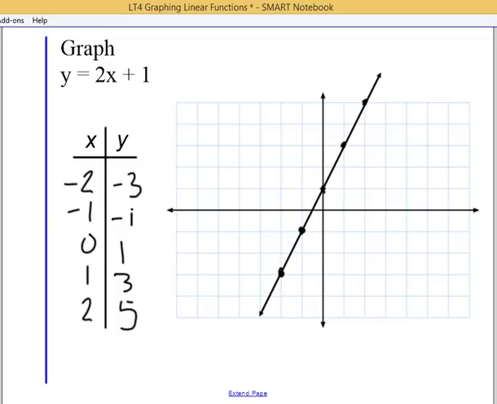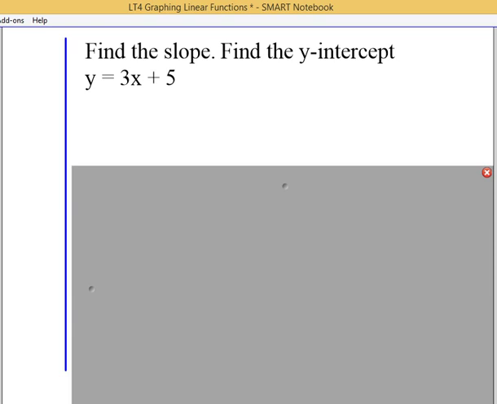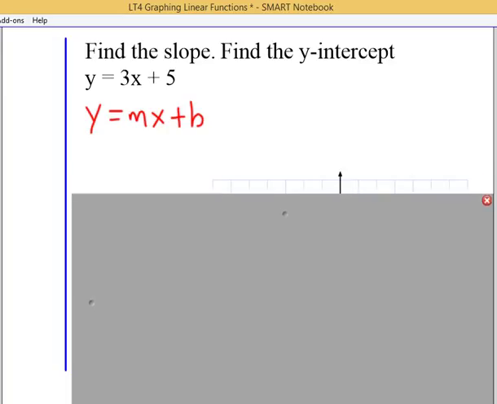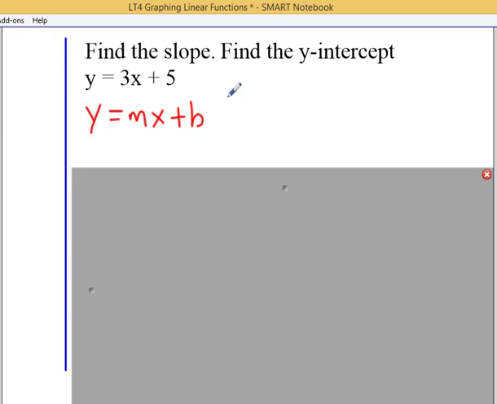But there are faster ways to graph. Faster ways to graph are using slope-intercept form. You need to know where to find the numbers and what they mean. If you remember, our formula is y equals mx plus b. M is the slope, b is the y-intercept. So our slope in this problem, which is m, is going to be equal to 3. But we need a rise and a run. So 3 over what? 3 over 1. And our b in this problem is a positive 5. So we have a y-intercept at positive 5.